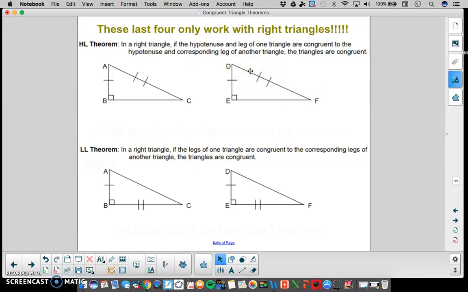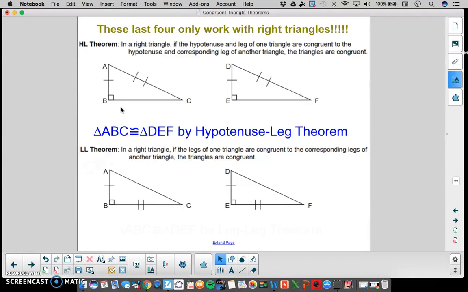So we have the hypotenuse of each triangle that are congruent. And then we have a pair of corresponding legs of each triangle that are congruent. That gives us enough information to prove that the triangles are congruent by the Hypotenuse-Leg theorem. So triangle ABC is congruent to triangle DEF by the Hypotenuse-Leg theorem.